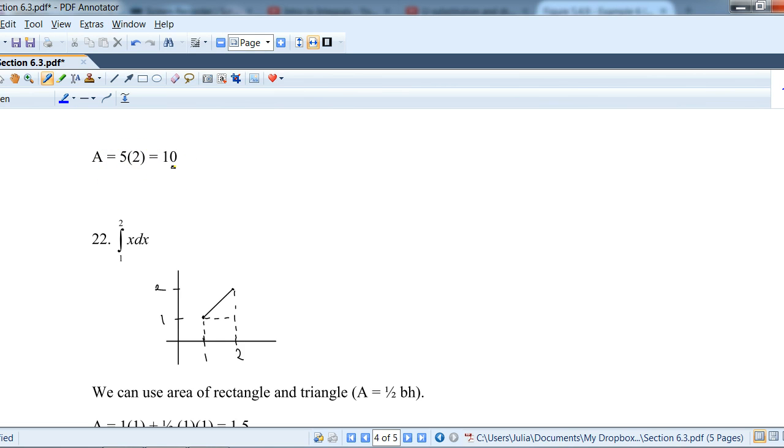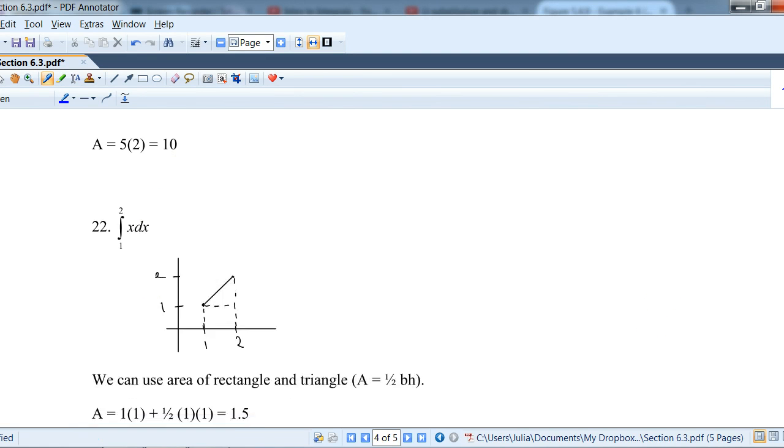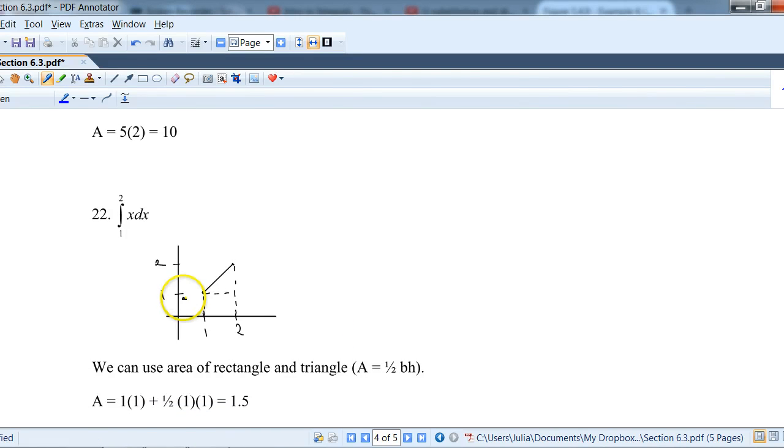So if it's a basic shape, we can just do it via geometry without even using an integral. Sometimes it's quicker, so if you know that, you can actually use it.